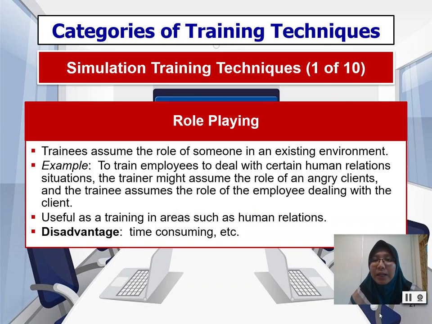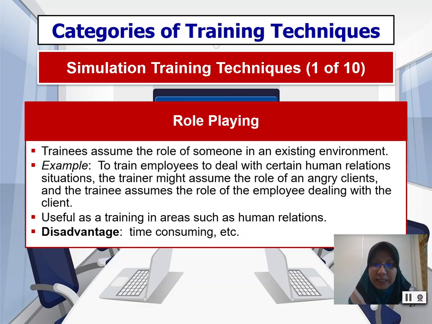The first one is the role playing. Role playing is where trainees assume the role of someone in an existing environment. So what happened to you right now? You are assuming you are the executive assistant for Puan Haja Amira in the Wajah Ayu. This is what we call the role playing.